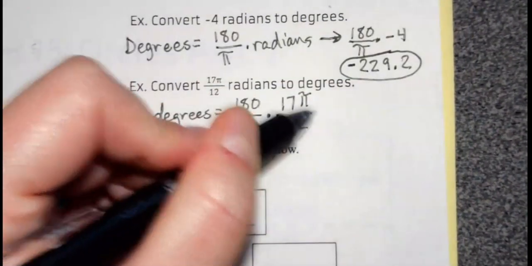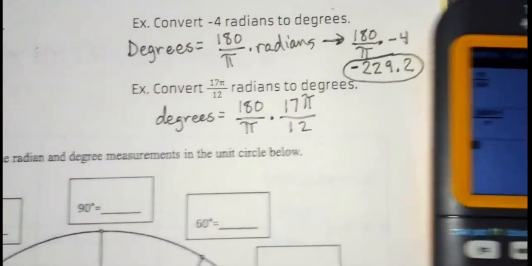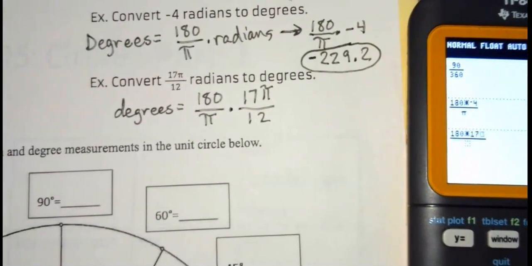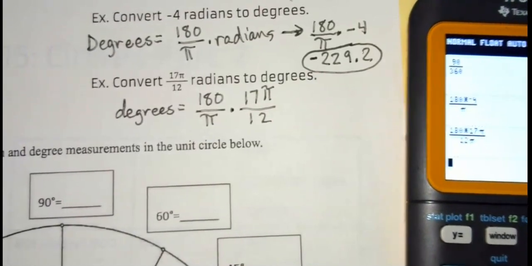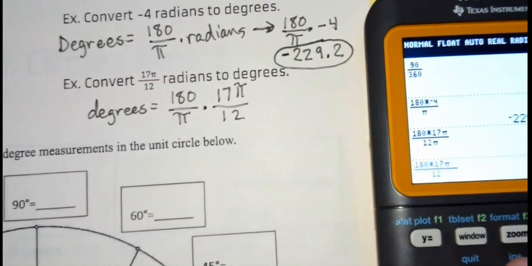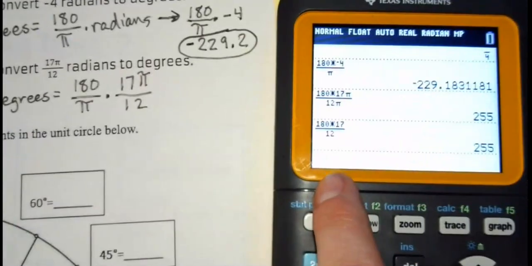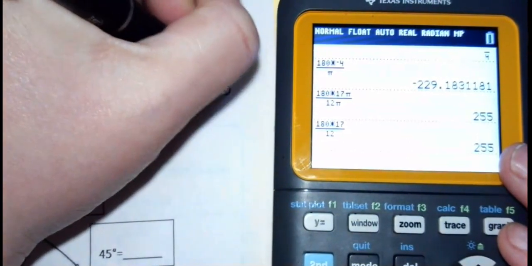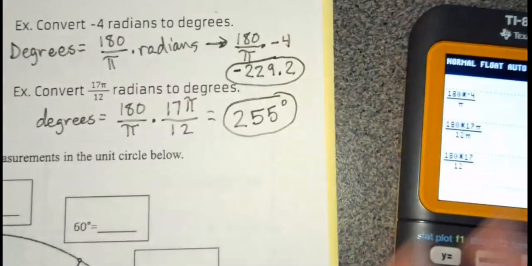Another thing that happens here is the pi's do cancel out, so you can put them in the calculator or you can not put them in the calculator. You will get the same thing since they cancel out. So 180 times 17 pi over 12 pi is going to give you 255 degrees, but you would get the same thing if you canceled the pi's out and just did 180 times 17 over 12. So this gives you positive 255 degrees, and that's how you solve that.